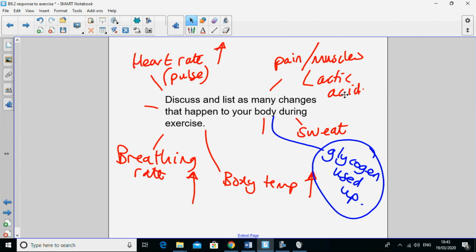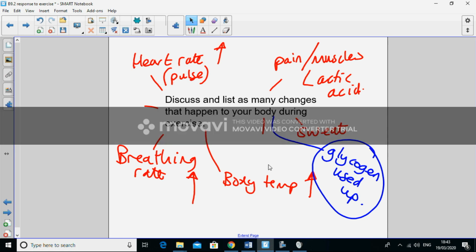You will have a build-up of lactic acid. This is a good one. Glycogen will be used up. Now, I haven't taught you what glycogen is yet. That's a little bit further on, but we actually do need it a little bit in this topic.